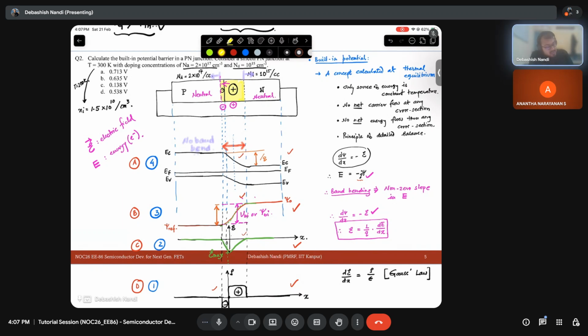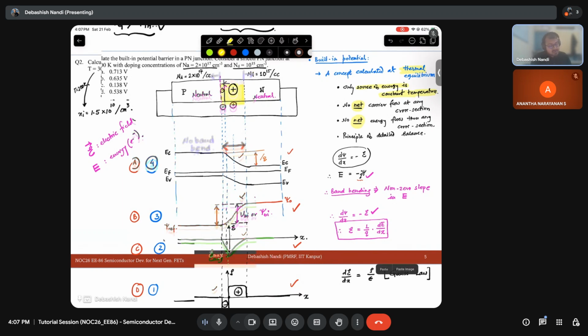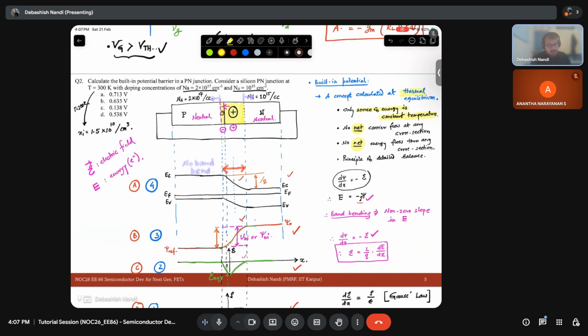So whenever you define this equilibrium condition, it has to be very precise: no net carrier flow. Similarly, the only source of energy can be constant temperature. This is the term thermal equilibrium, and the principle of detailed balance is the manifestation of that. So this is how you calculate the built-in potential. Fine.